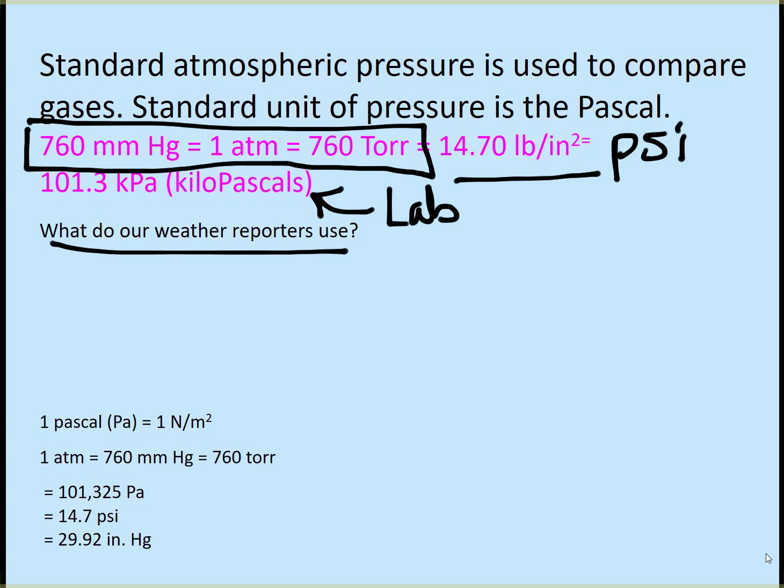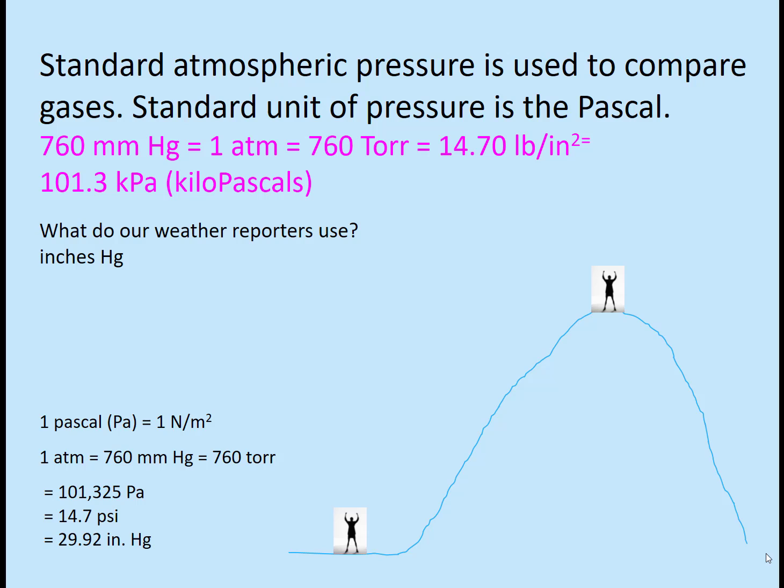What do our weather reporters use if we watch the news? They use inches of mercury. Now, if you were to measure somebody on Mount Everest versus somebody at sea level, you would see that the pressure is greater over the person at sea level. That's because they have all those atmospheric molecules above them exerting a pressure down on the person at sea level. If you're up at Mount Everest, they often say the air is thin up there, and it's true. Because it's thinner, there are fewer collisions and so less pressure. So there is lower pressure at the top of a mountain.